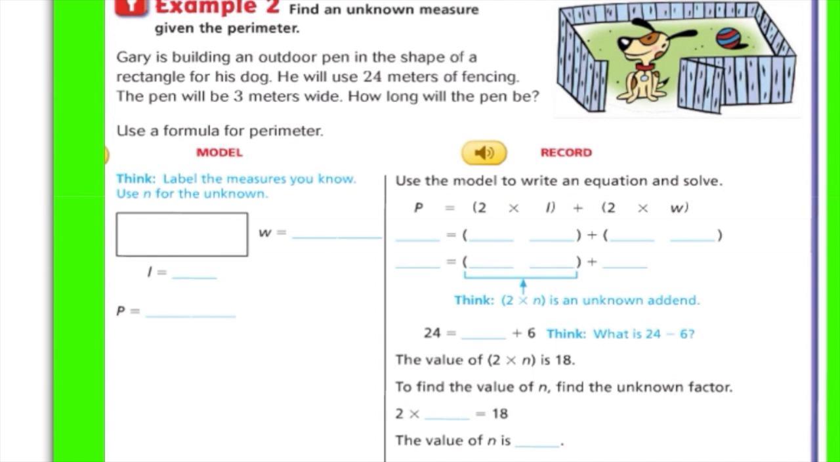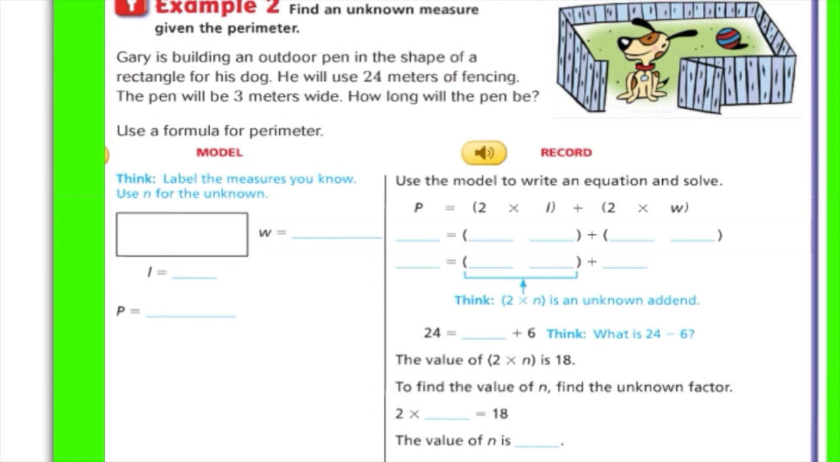So now we're looking at our next example. Gary is building an outdoor pen in the shape of a rectangle for his dog. He will use 24 meters of fencing. The pen will be 3 meters wide. How long will the pen be?